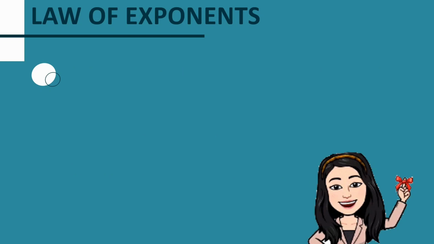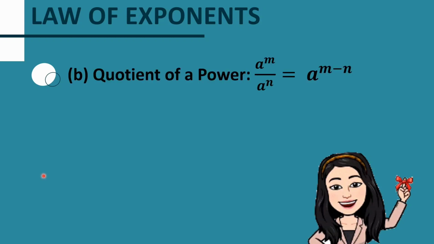Next rule is what we call the quotient of a power. Quotient of a power states that when a raised to the m power is divided by a raised to the n power, it is equal to a raised to the m minus n power. So meaning to say, kung magdi-divide tayo ng dalawang expressions having the same base, again, we need to subtract their exponents. So we have a raised to the m minus n power.